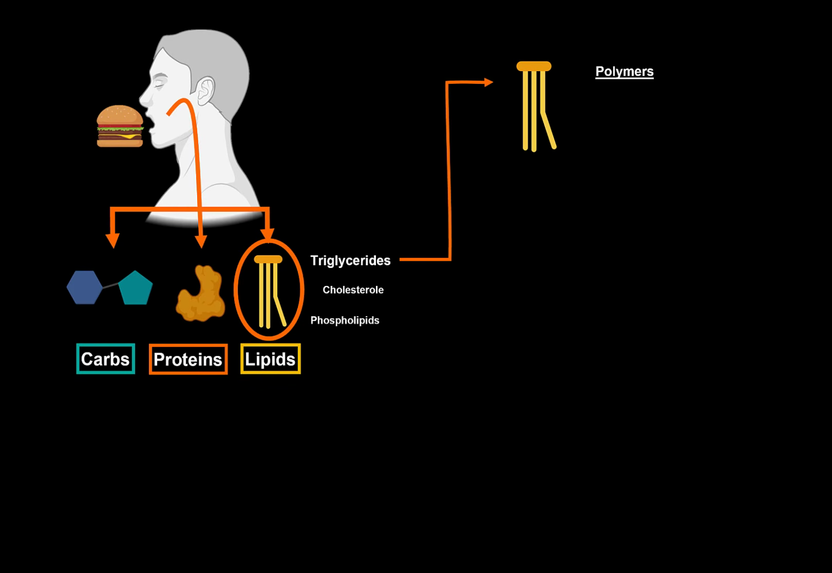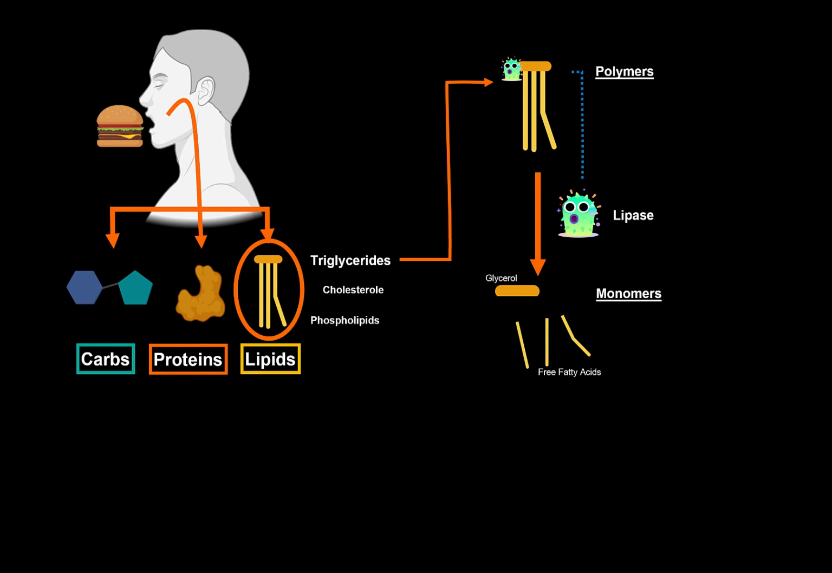Triglycerides are categorized as what we call polymers, which takes a large amount of time for our cells to absorb. In our digestive tract, we got these monster enzymes called lipases, which eat their way through the polymers to break them down into their monomers. In this case, triglycerides will become free fatty acids and glycerol. And now these monomers are much easier to absorb through our intestines.